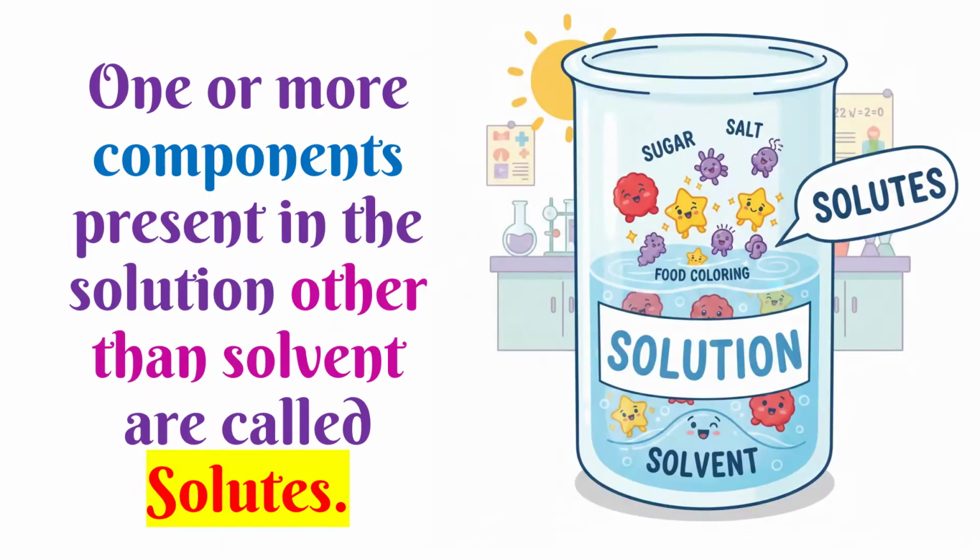Now, next is solute. One or more components present in the solution other than the solvent are called the solute. In the sugar solution, we have sugar as well as water. Water is in the large quantity, and that we call the solvent. The other component, which is less, we call the solute. If in this mixture we have sugar, salt, food color, all these are solutes, because water is the solvent here. All other components we call solutes.